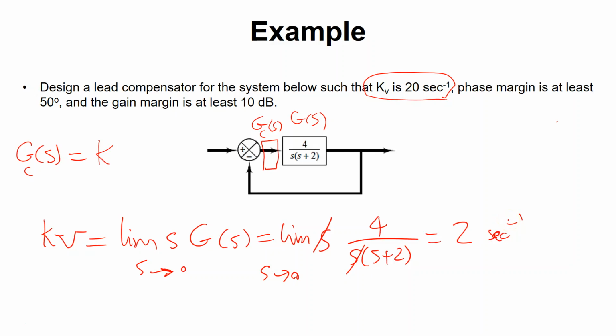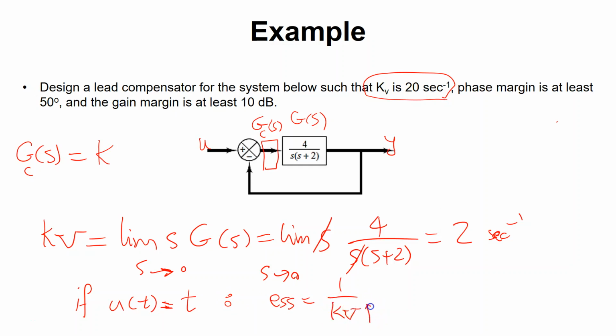But I wanted to bump it up to 20, so I want to make it 10 times bigger. And why should I do that? Because if you remember, if this input is U and the output is Y, what's the importance of KV? Yes, if the input U of T is a unit ramp function, T, what was the steady state error of the system? The steady state error is 1 over KV.